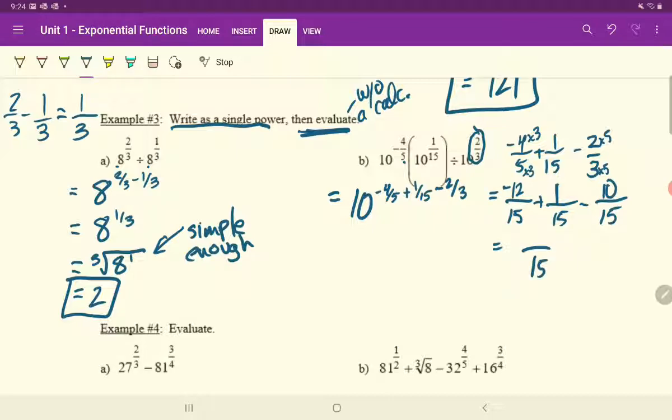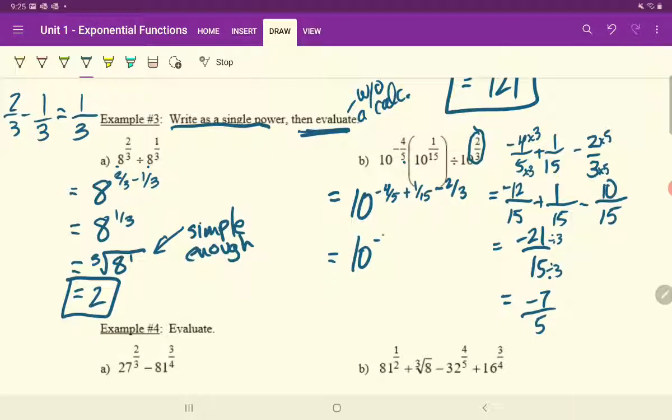Now what's negative 12 plus 1? That's negative 11. Minus 10 is negative 21. So this is why I said this question is just bizarre, but it helps us work on our fraction skills, and that's why I chose it. So the answer to this, and we can reduce this fraction if we divide top and bottom by 3. We can reduce that. So that actually equals negative 7 over 5.